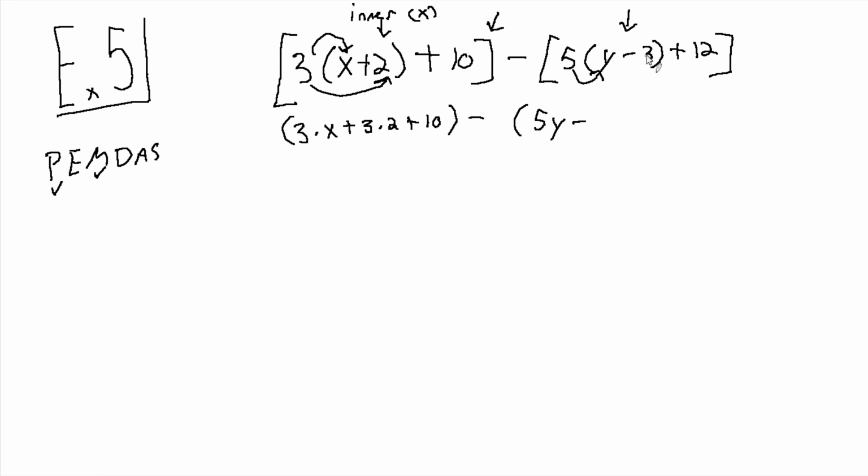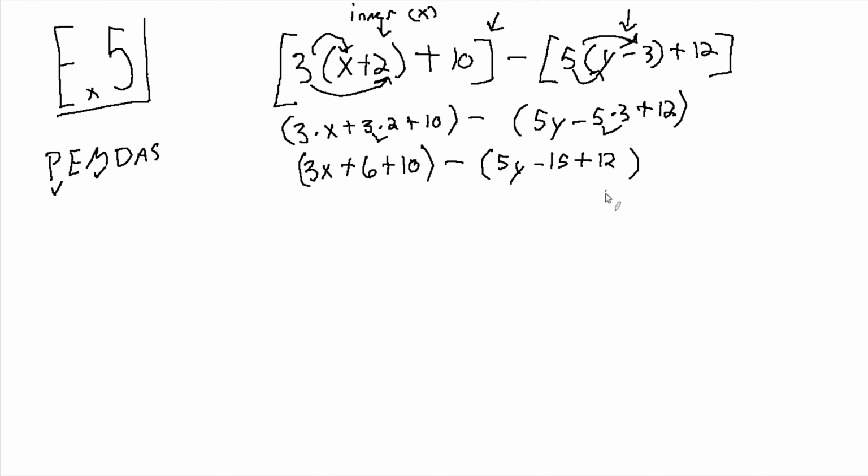Distribute the 5 to the y and the 3. So 5y minus 5 times 3. Then bring down the 12. Go ahead, 3x plus 3 times 2 is 6 plus 10. Don't forget to check the PEMDAS. See if you're doing it out of order, and if you are, then go ahead and do the other side of the equation. 5y, and then 5 times 3 is 15, so you get negative 15. Then you have 12. Now you just have adding and subtracting.